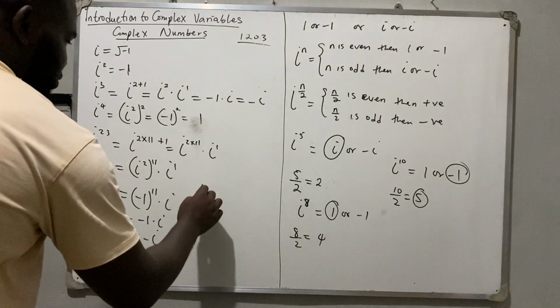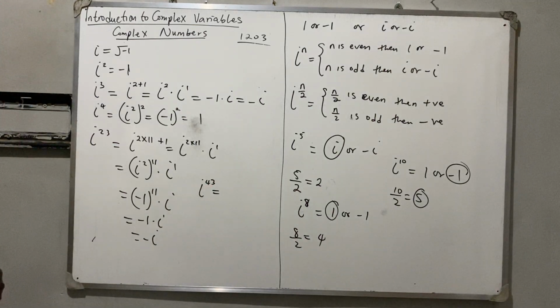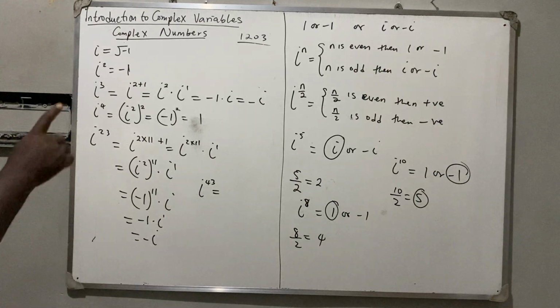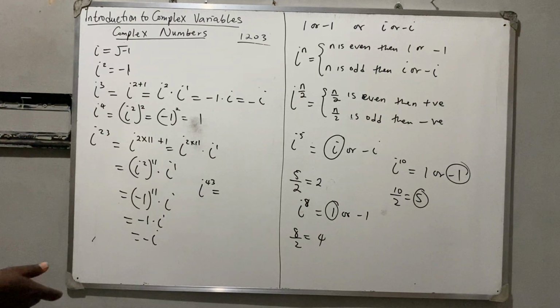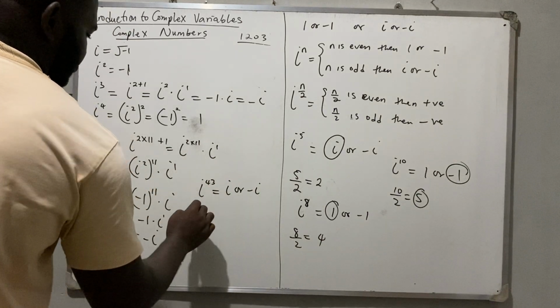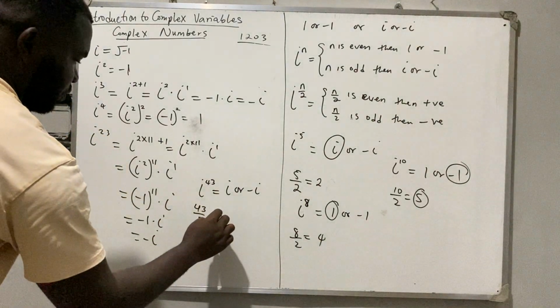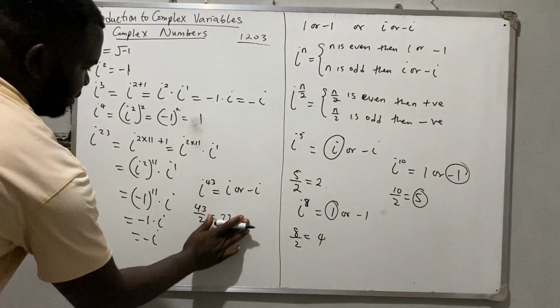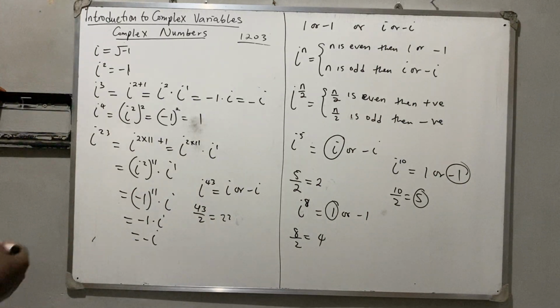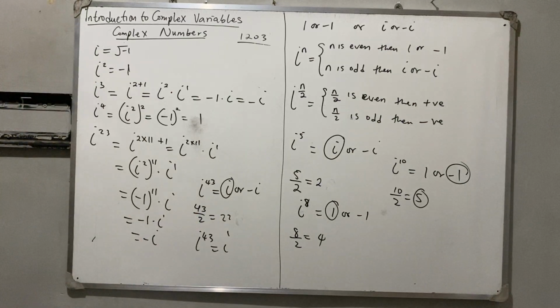So if you have i raised to power 43, for example, you ask yourself, 43, is it even or odd? Or you tell me the answer in the comment section before I solve. 43 is what? Odd. So since it's odd, I'm expecting either i or minus i. I will now say 43 divided by 2. 43 divided by 2 gives you 22.5. We don't need the point, so 22. Is 22 even or odd? 22 is even, so I will take the positive one. So the answer to this, i raised to power 43, is equal to i. Okay, as simple as that.